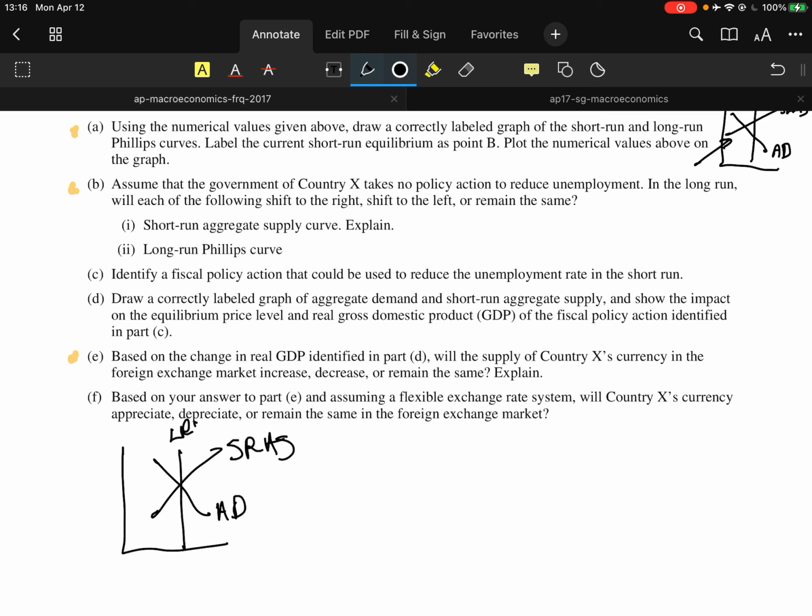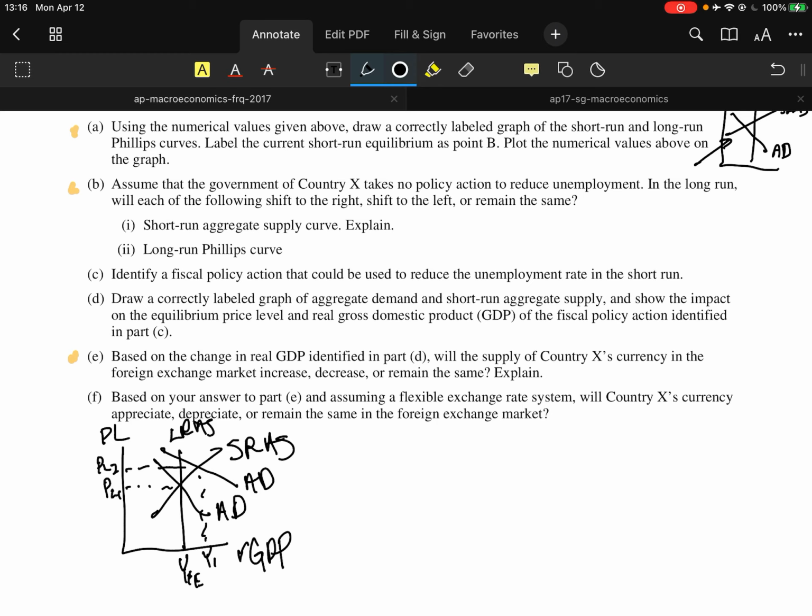I apologize for the very unpretty nature of my drawings, but AD will increase. So when AD increases, part of you are probably thinking, oh crap, the price level has gone up, that means inflation has gone up, that means this country X is now a less attractive destination for people's money because they typically like to avoid inflation.